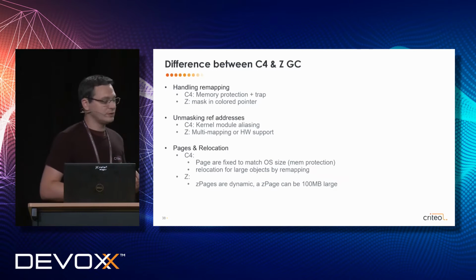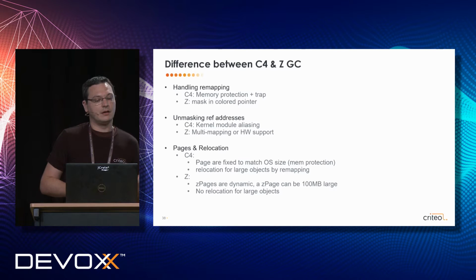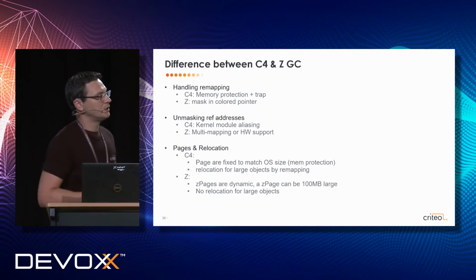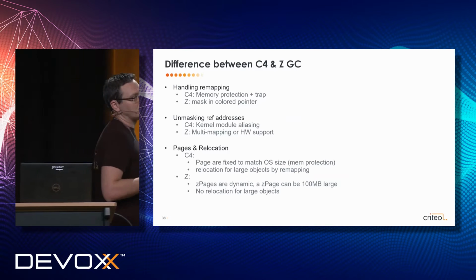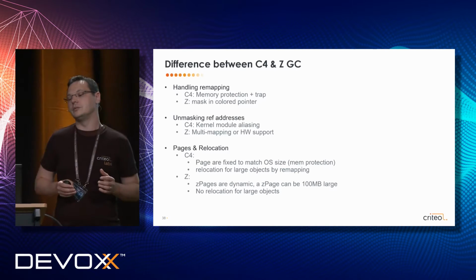They can be as large as 100 megabytes. And they choose to have no relocation for those large objects. So it's like in G1, where they are considered humongous objects, and they are not moved.